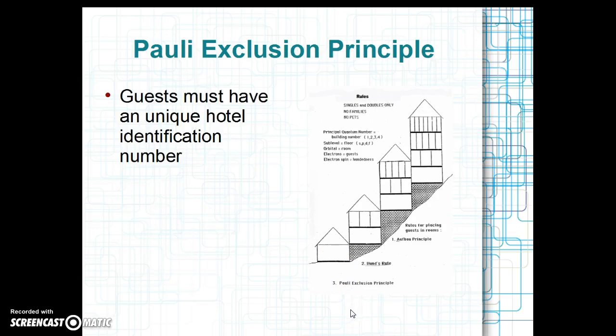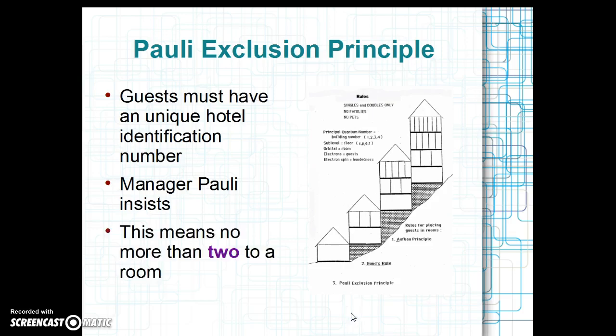Guests must have a unique hotel identification number. This is very much like the set of quantum numbers that each electron can be assigned. Manager Pauli insists. This is called the Pauli exclusion principle. That means no 2 Rotrons can be in a room. No 2 electrons can have the same unique quantum ID numbers.